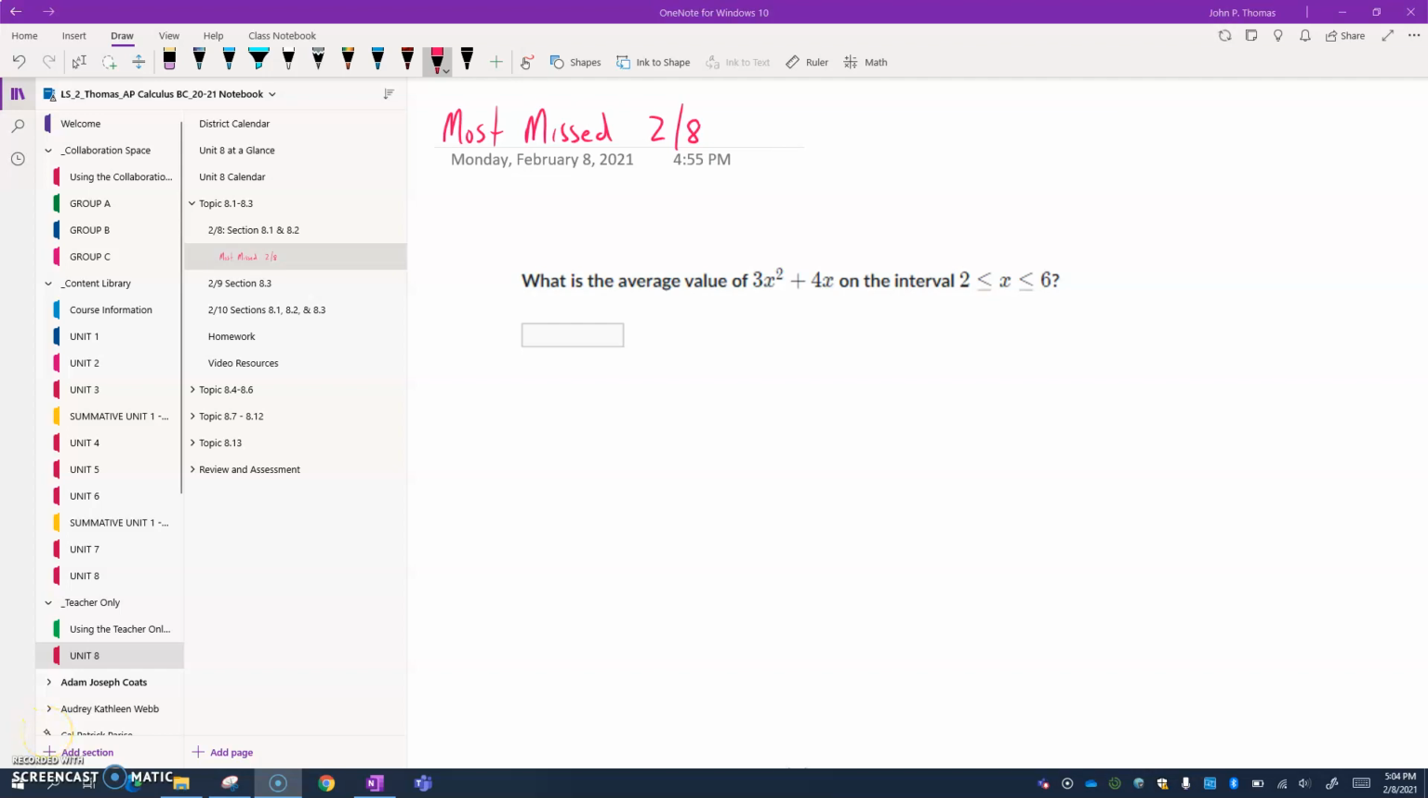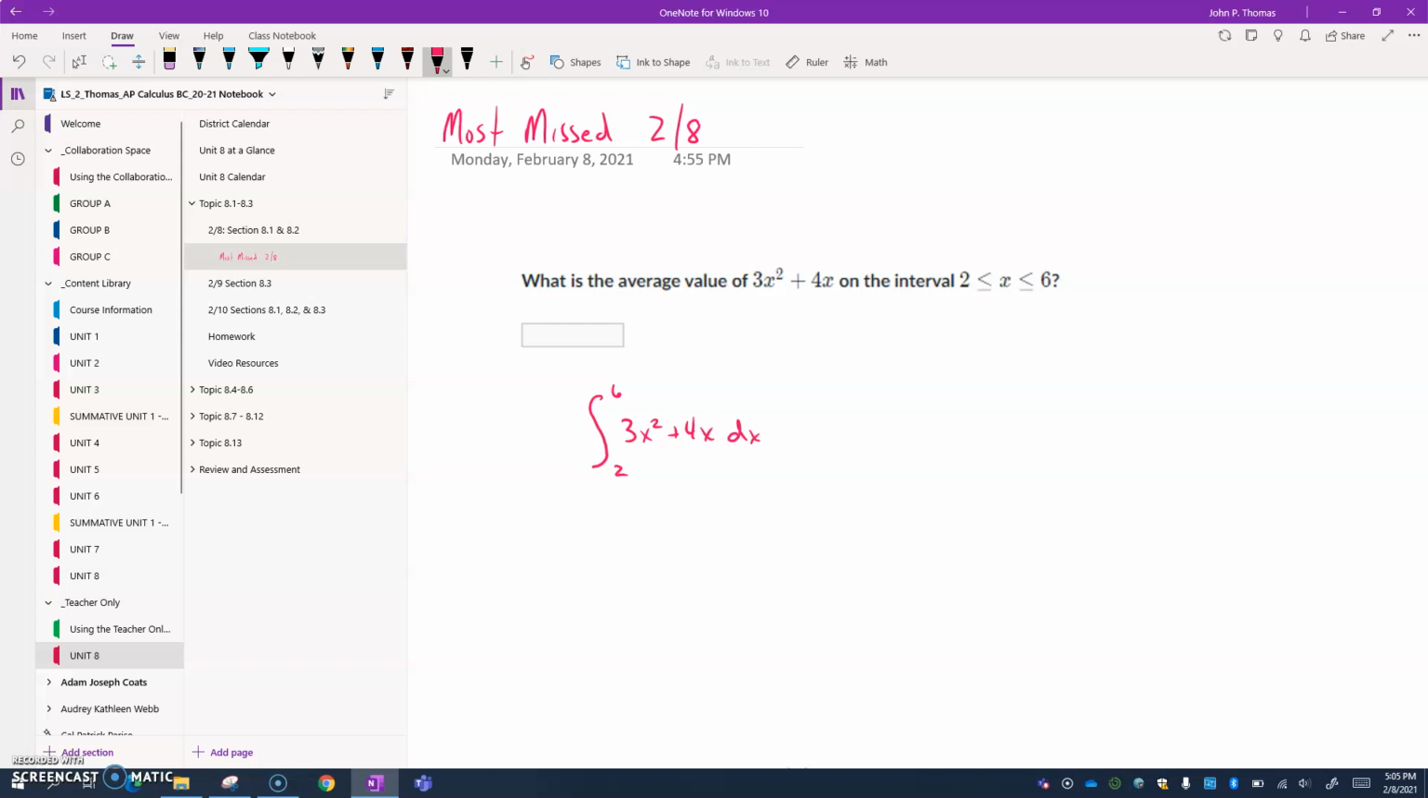Okay, we're going to look at some of the most missed problems from yesterday. So this first one says, what is the average value of 3x squared plus 4x on the interval from 2 to 6? All right, so if we remember from yesterday, we want to start by finding the accumulated change. So we're going to take the integral of 3x squared plus 4x dx, and we're going to take that from 2 to 6. All right, that will give me the total accumulation of change.